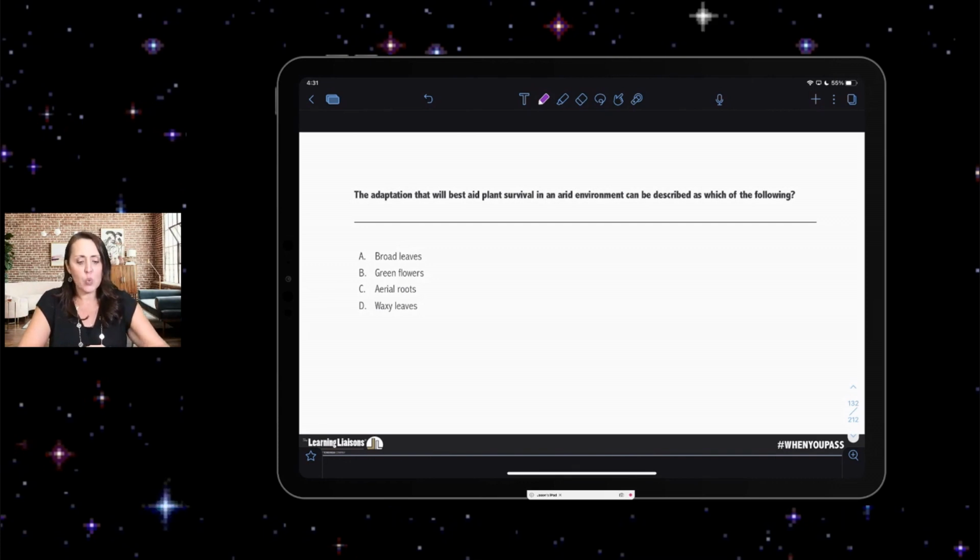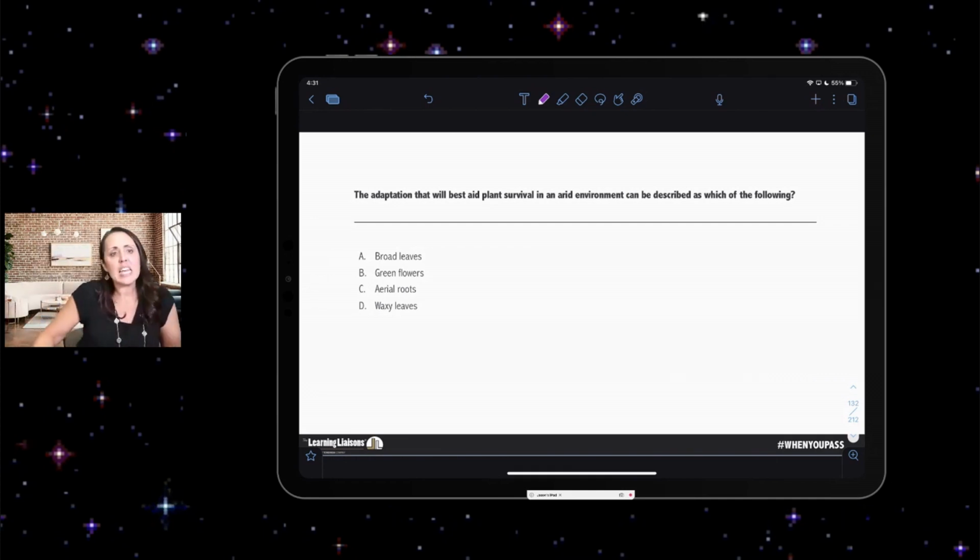So what would be the best way for a plant to survive in an arid environment? What do we think here? I've got broad, big leaves, green leaves, aerial roots, or waxy leaves. So what information do I have in this question stem to lead me to what I need to know? Well, the environment is going to be very specific. So do I need big leaves, green leaves, aerial roots, so roots that are actually above the ground, or waxy leaves? Let's go ahead and talk about this answer.